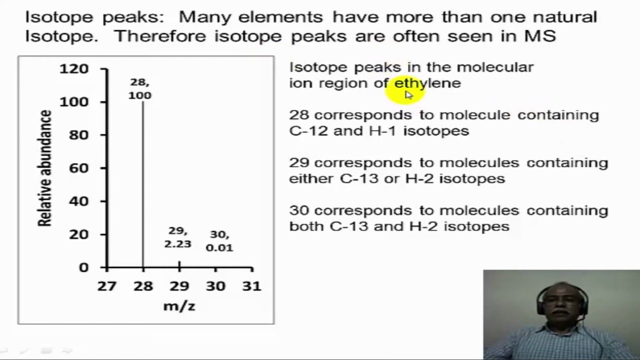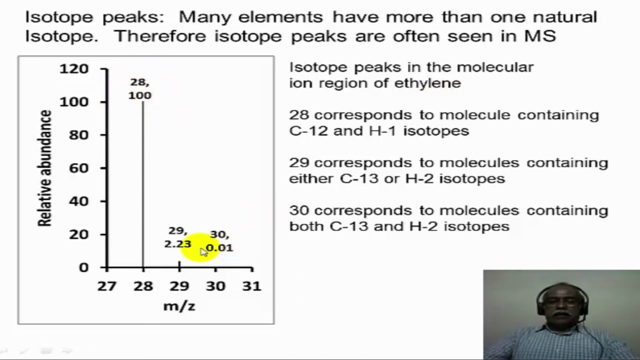Now let us take the simple example of ethylene. Ethylene molecular weight is 28. This is a low resolution molecular weight is what we are talking about in this discussion. The focus is on the isotope peaks and not on the high resolution mass. So molecular weight of 28 is registered in the m by z value of 28.